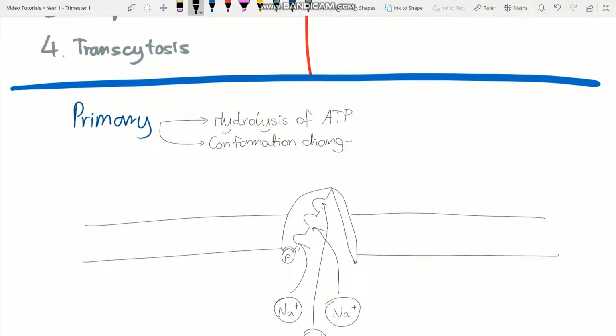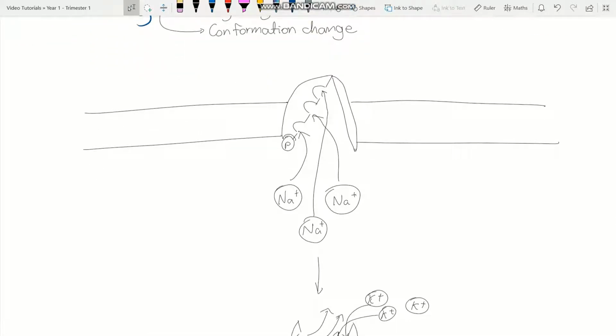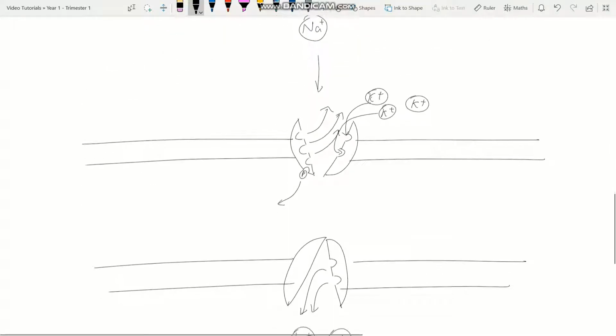So once again, originally Na molecules are able to bind to their particular sites. A phosphate group is able to attach to provide energy for this process to occur. Then the transporter changes shape, in which the Na molecules are able to flow out and potassium molecules are able to bind to their sites. The phosphate group is removed and may be added to another ADP molecule in order to form ATP.